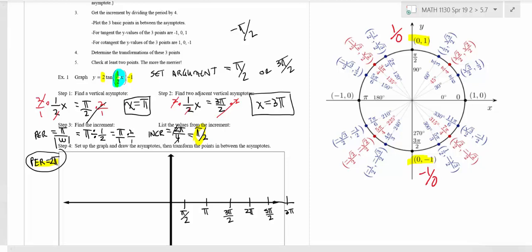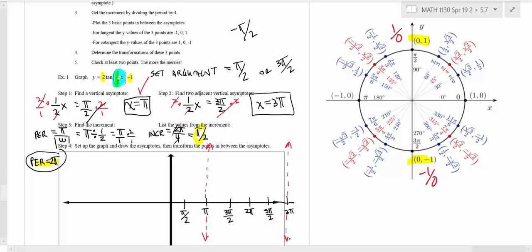All right, so what we're going to do next is, well, we have an asymptote at pi. We figured that out at the beginning of the problem. We have another asymptote at 3 pi. Generally, what I have you guys do is graph through one period.